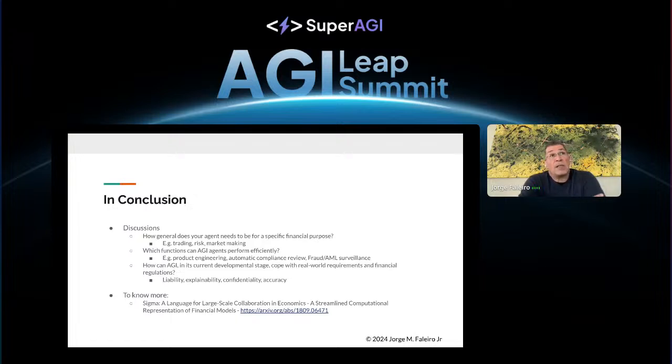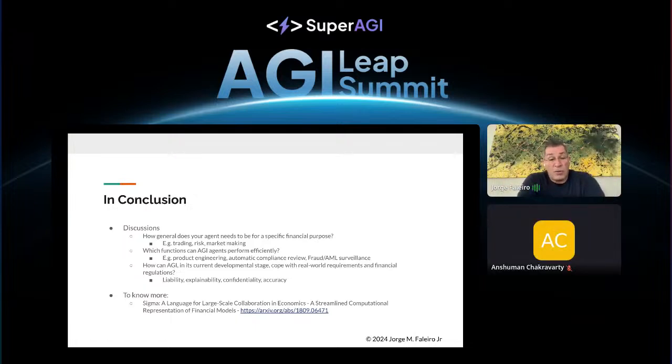There are functions in that space that are more adequate for a purely or full AGI agent to perform, like product engineering, giving specific requirements in terms of legal, regulations, and mathematical definitions. How can you define a new basket of problems, products, for example? That's very specific. And then you have to deal with multiple domains of knowledge that are mostly defined in natural languages to provide one final output. The same thing in terms of compliance review, knowing that specific parts of your model are compliant or not. Fraud or money laundering surveillance is another one that's more AGI friendly.